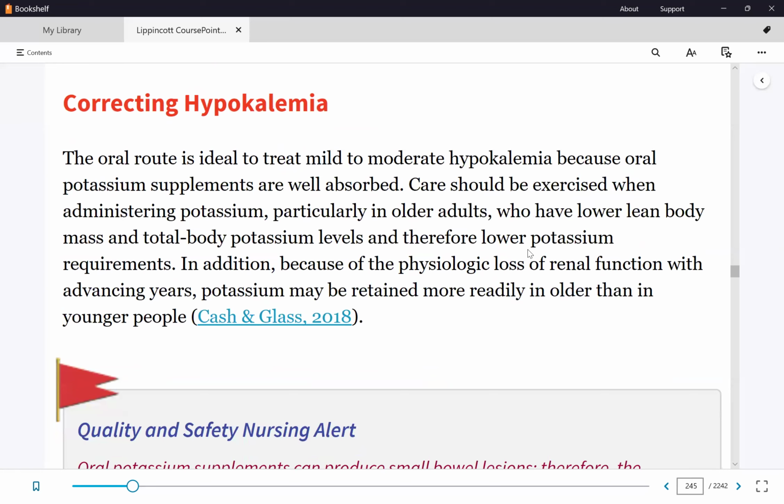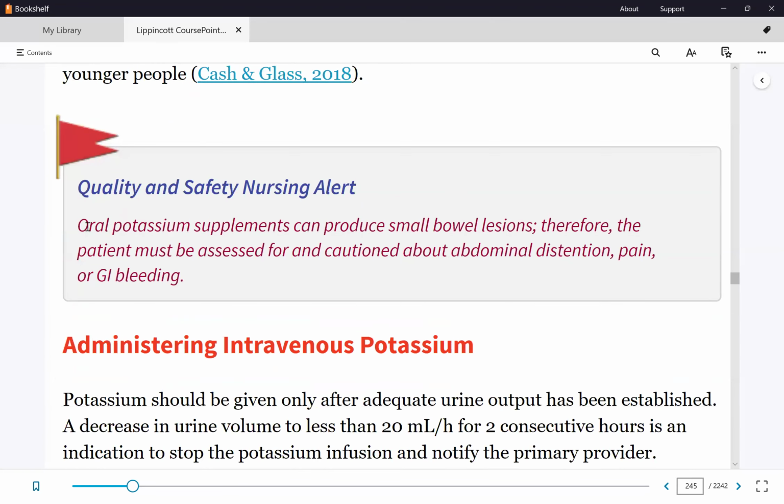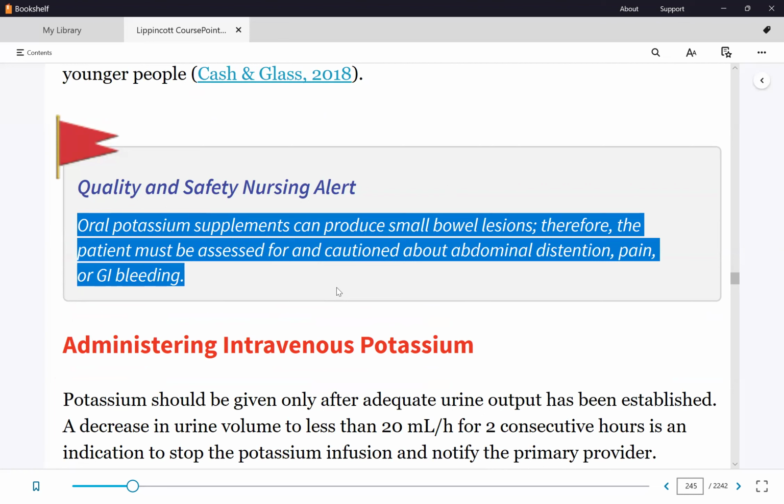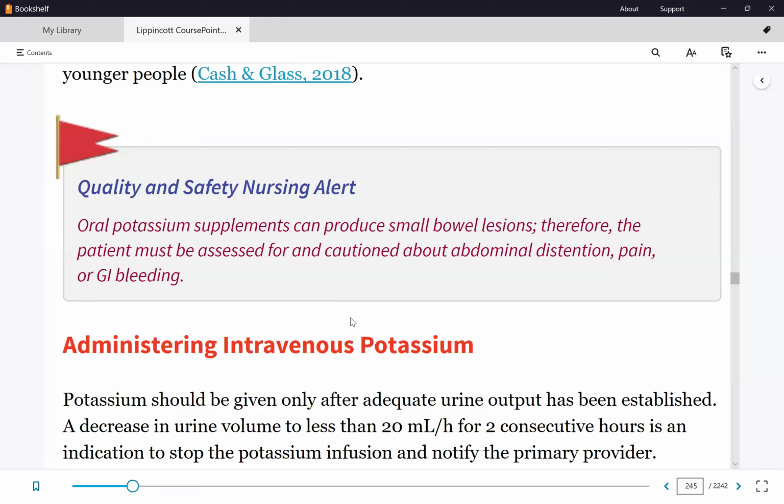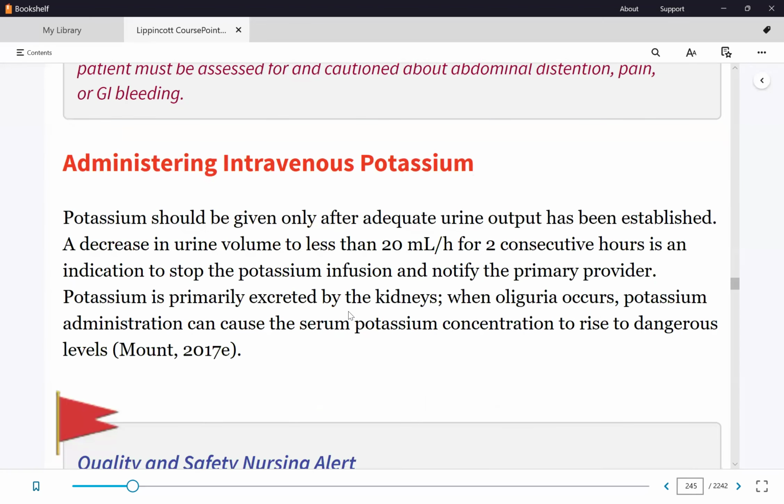So here's the administration now. So oral, here's the first cues and warning. Can somebody read this? Thank you for volunteering. Miss Harnoor. Okay, very good. Okay, let's go to IV now.